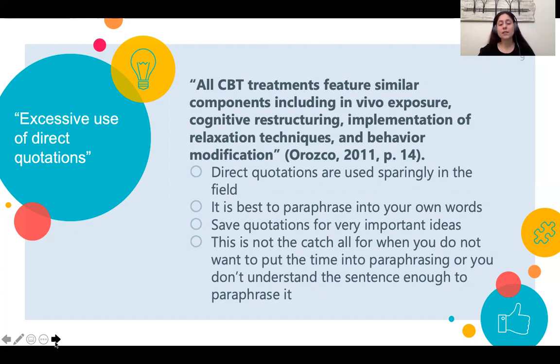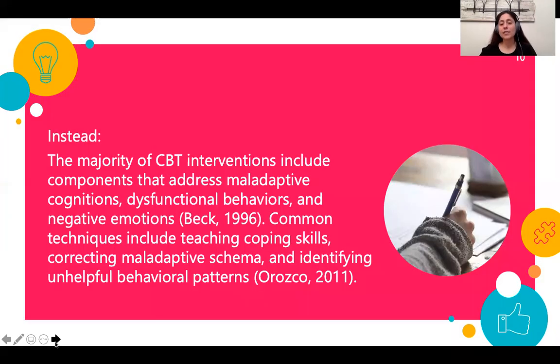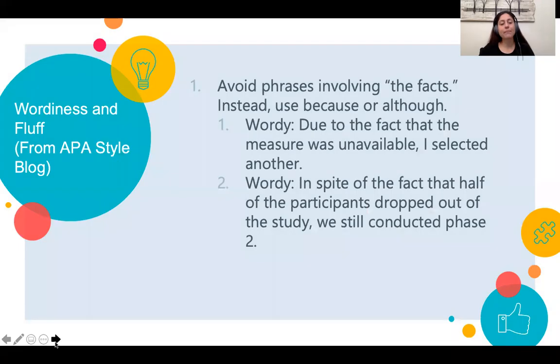And so here, this is a common thing that I'll see. "All CBT treatments feature similar components, including in vivo exposure," and so on. This is exactly a direct quotation from the author, which is unnecessary. And you could turn it into something like this instead. The majority of CBT interventions include components that address maladaptive cognitions, dysfunctional behaviors, and negative emotions. Citation. Common techniques include, describe it, citation. Okay, so paraphrase wins over quotation.